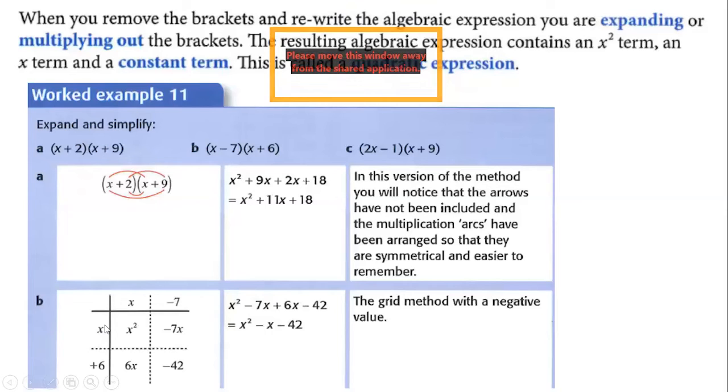Let us look at this example below. For example, when you multiply x plus 2 with x plus 9, what you get after multiplying each term by each term is x times x, x squared, x times 9, 9x, 2 times x, 2x, and 2 times 9, 18. After collecting the like terms here and getting 11x, isn't it in the result that you have a term with x squared, a term with x, and a constant term without x? That's what is stated here.